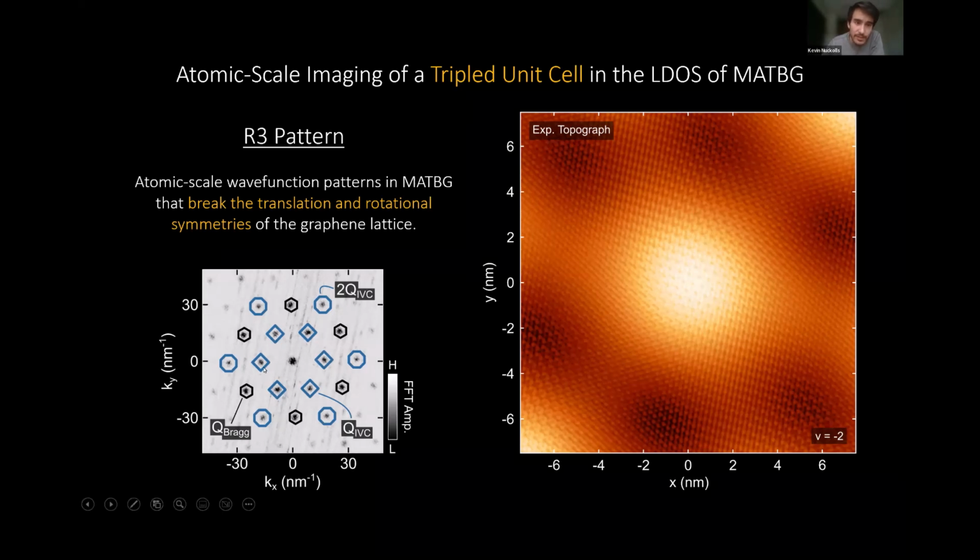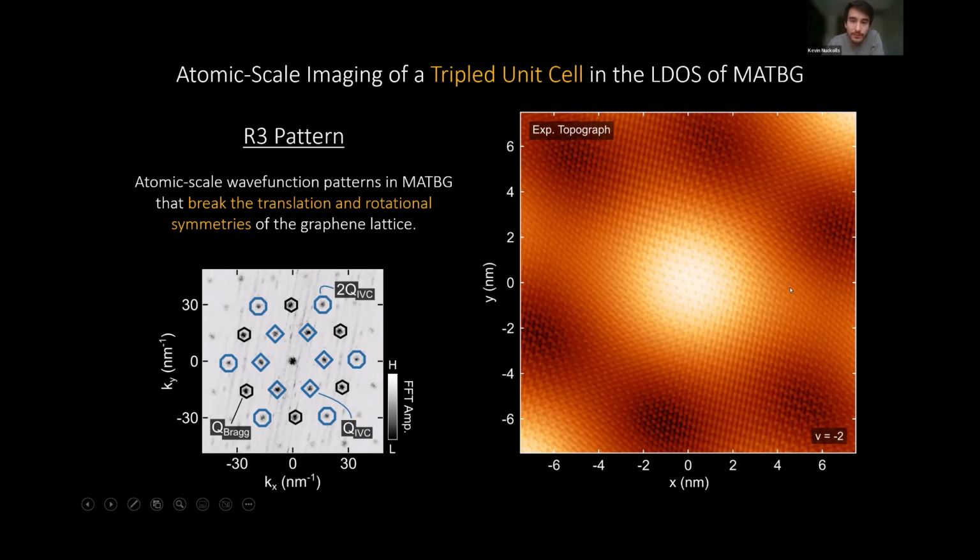And then we have this subset of 6 peaks inside, which we call Q_IVC. These are indicating a longer wavelength, the tripling of the unit cell, so a √3 distance longer than the Bragg peaks. They're rotated with respect to it because it's on the graphene lattice, and they indicate intervalley coherence because they're associated with the K vector in momentum space. So the K vector is the one that takes me from valley K to valley K prime. So this signature is unequivocally telling us that intervalley coherence is present in this state at nu equals -2.